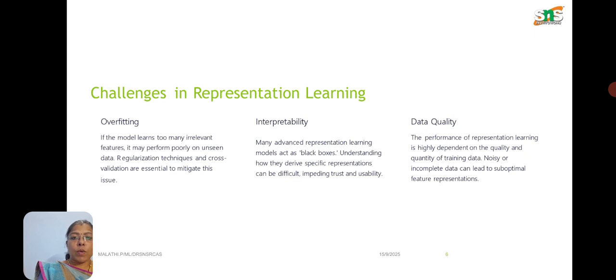And the data quality, from the first video I am saying the data quality is very important while we train the machine. The performance of representation learning is highly dependent on the quality of data. If it is noisy or incomplete data, the feature representation may predict the wrong result.